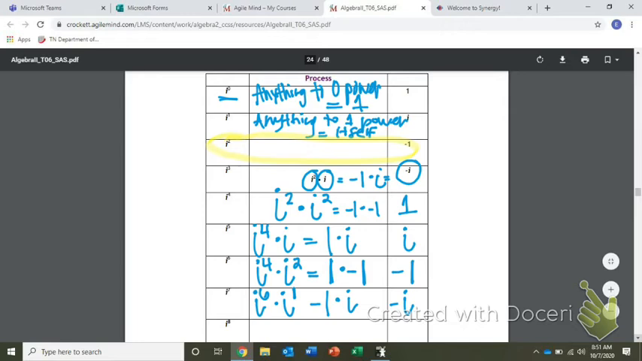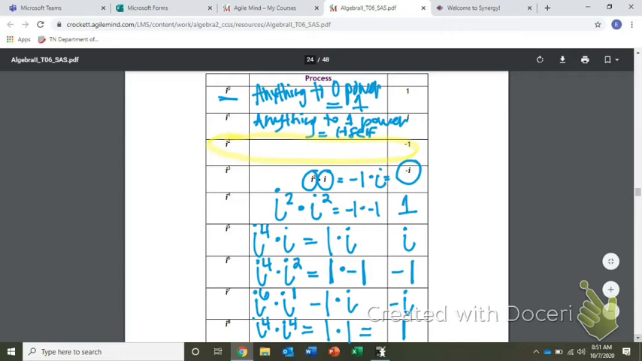Last one, we have an 8. So I am going to use an i to the 4th and an i to the 4th, because 4 plus 4 equals 8. Now you have to go back. What did i to the 4th equal? So 1 times 1 equals 1.